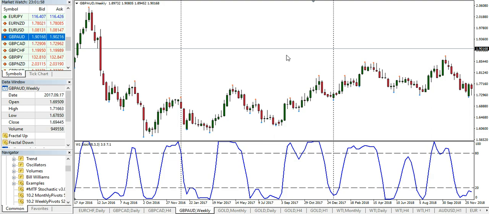Right here on my screen is the stochastic oscillator on the weekly time frame, and we're looking at the pound versus the Australian dollar currency pair. I want you to understand how the stochastic oscillator works. This indicator is on every MetaTrader 4 platform. If you go into oscillators, you will see the stochastic oscillator here.